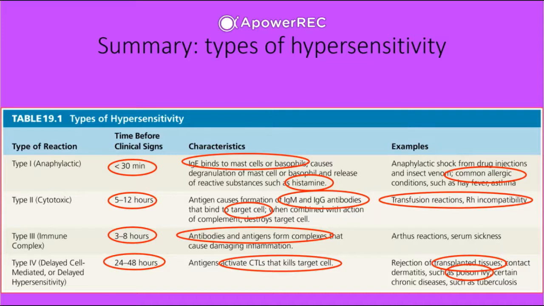Type 2 is cytotoxic. So cytotoxic, we're dealing with a target cell here, right? Cyto for cell. It takes about 5 to 12 hours. The antigen causes formation of IgM and IgG antibodies that bind to that target cell. This can occur with, as you can imagine, with target cells, transfusion reactions, or the Rh incompatibility that can occur.